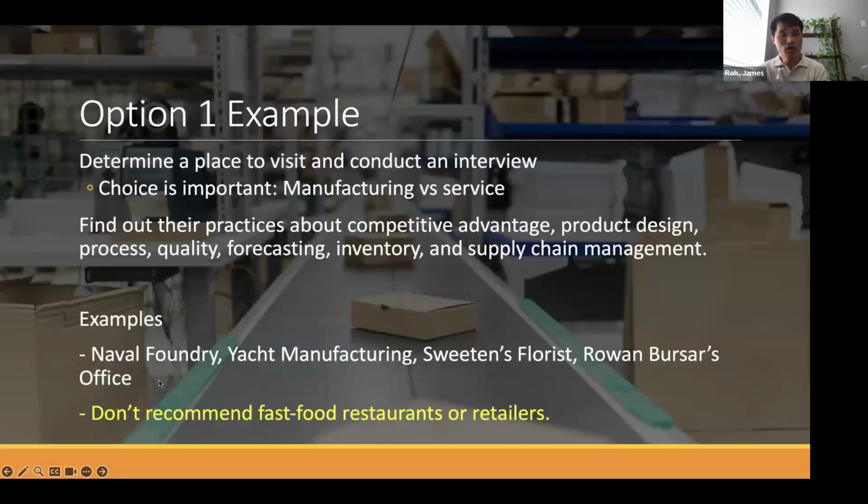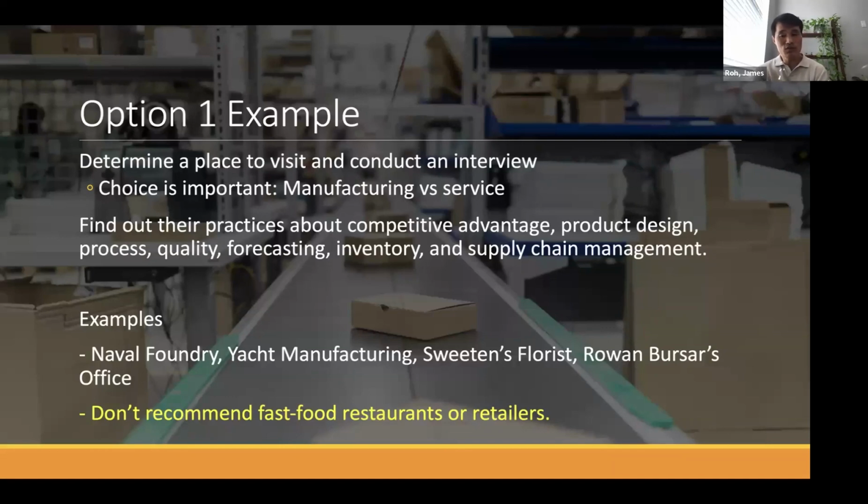So here are option 1 examples. For example, one student group went to a naval foundry in Philadelphia, and they observed how they are doing their operations, from their strategy to forecasting to quality. They did all these observations and interviewed, took pictures, and they reported their practices. The same with yacht manufacturing in North Jersey. There was a yacht manufacturing company, and they did that.